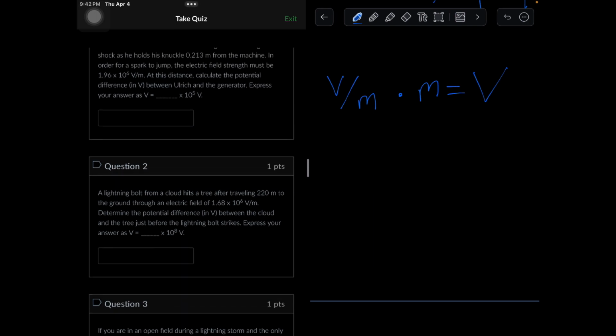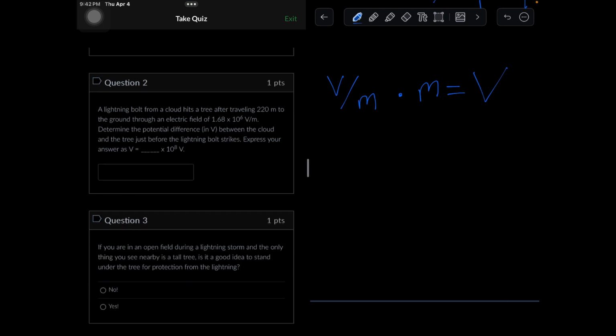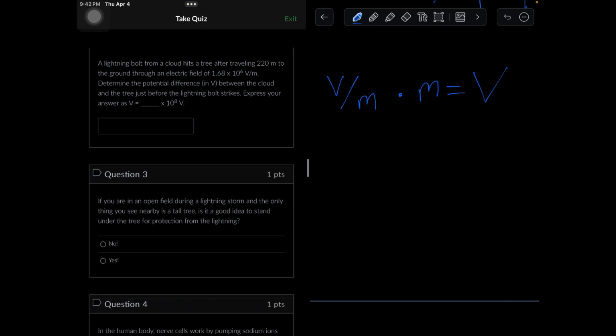Make sure that you're putting this all in the correct units. You will end up getting a value of 10 to the power of 8 or 10 to the power of 5, depending on which question.